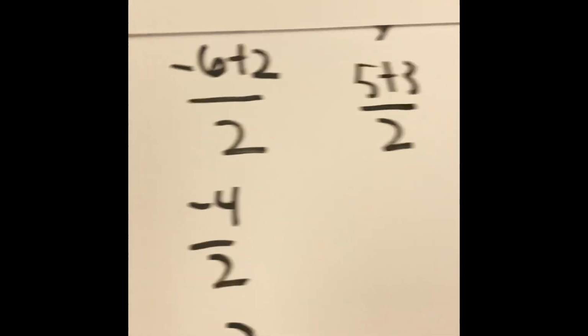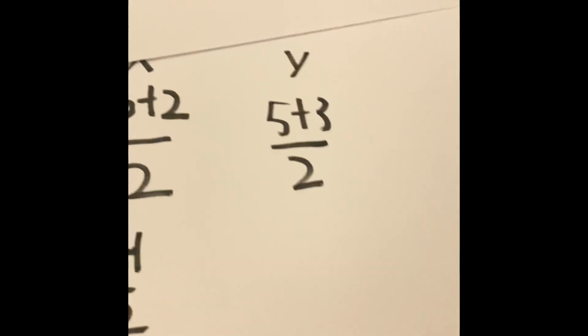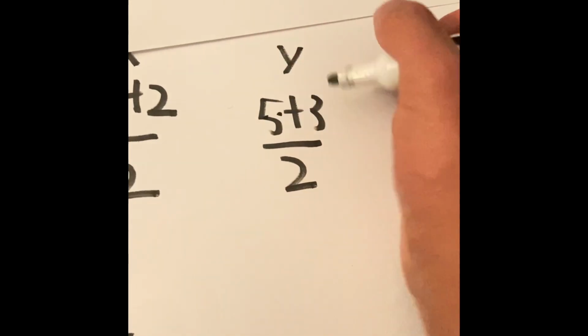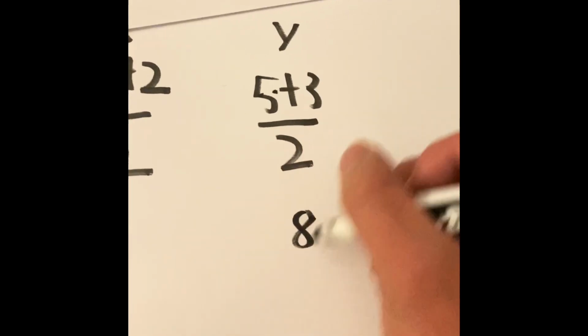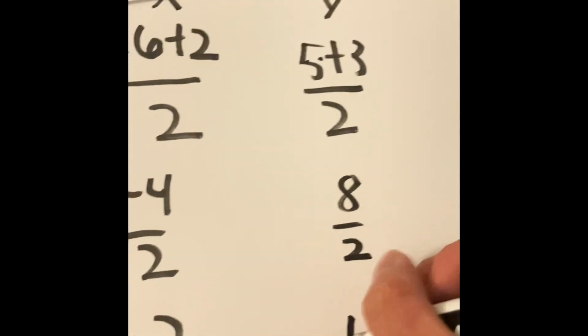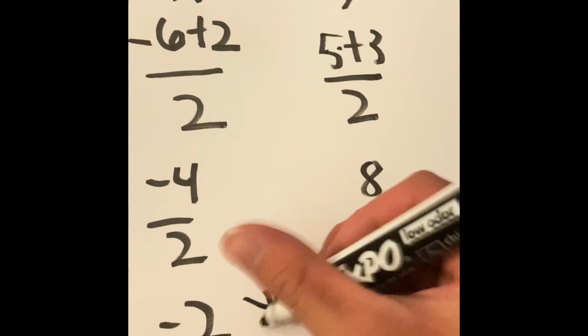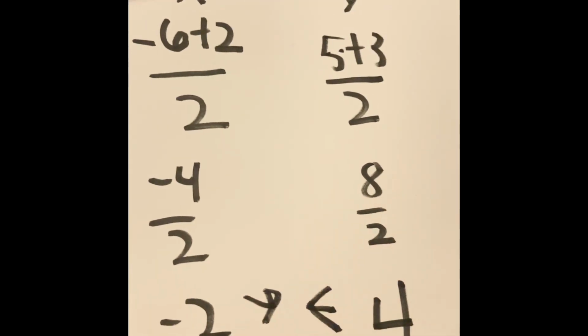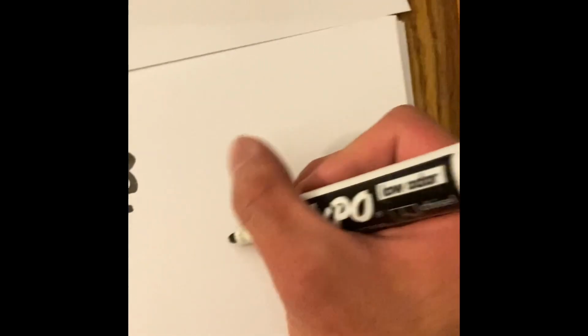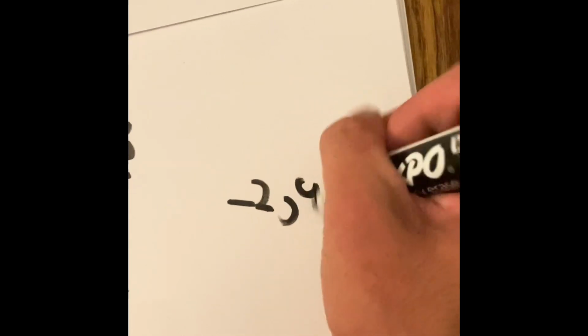Now let's try the y side. 5 plus 3 is going to be 8. Divide by 2, and that's going to be 4. 8 divided by 2 is 4. Combine them together, and we're going to get an answer of negative 2 comma 4 as a coordinate. Let's test it out.